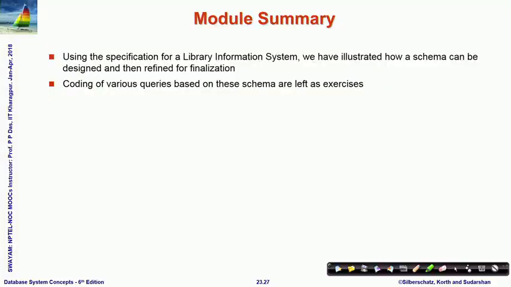So, in this module I have illustrated how, starting from a very simple specification, you can reason and work through in terms of creating the entity sets, attributes and relationships, and then get into the relational schema, look at the possible functional dependencies and refine that, and also look into what will be the requirements of doing your query and come to a final refined schema.